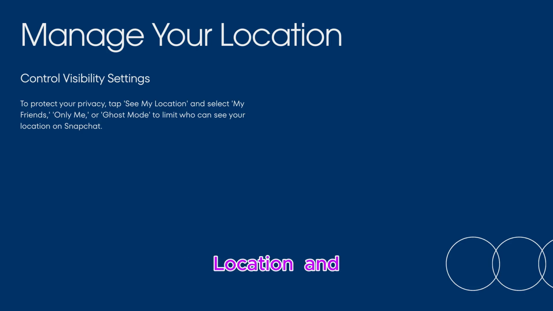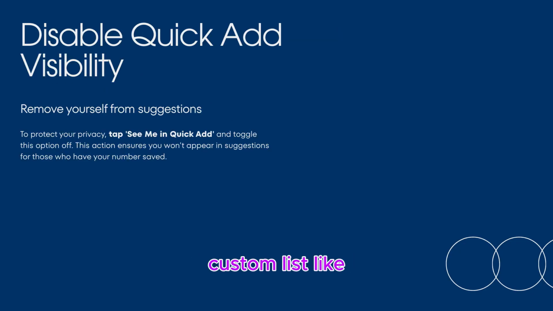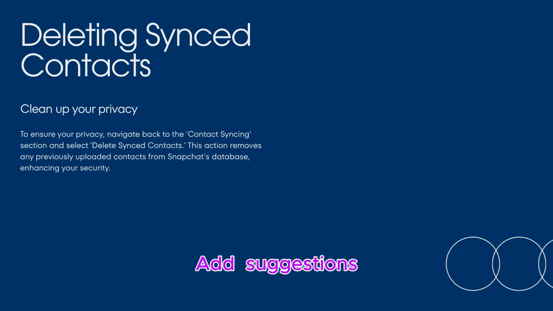Then tap See My Location and choose My Friends, Only Me, or a custom list like Ghost Mode to hide your location. Also, tap See Me in Quick Add and toggle this off. This removes you from the quick add suggestions for people who have your number saved.